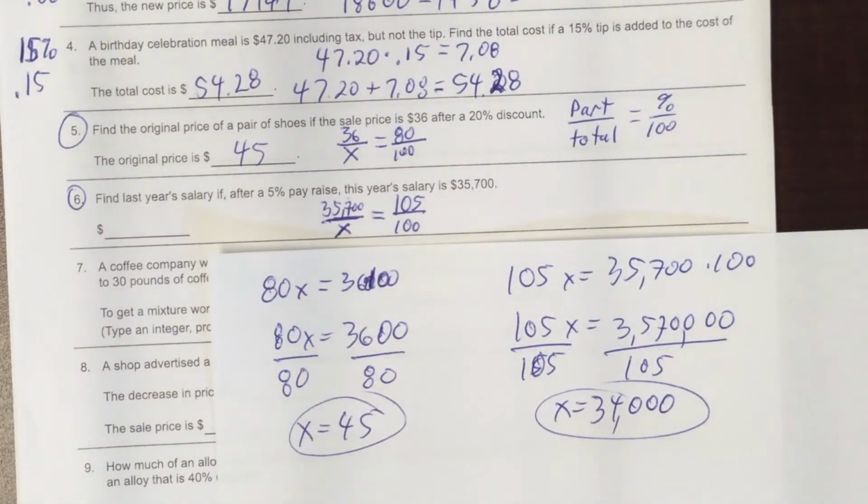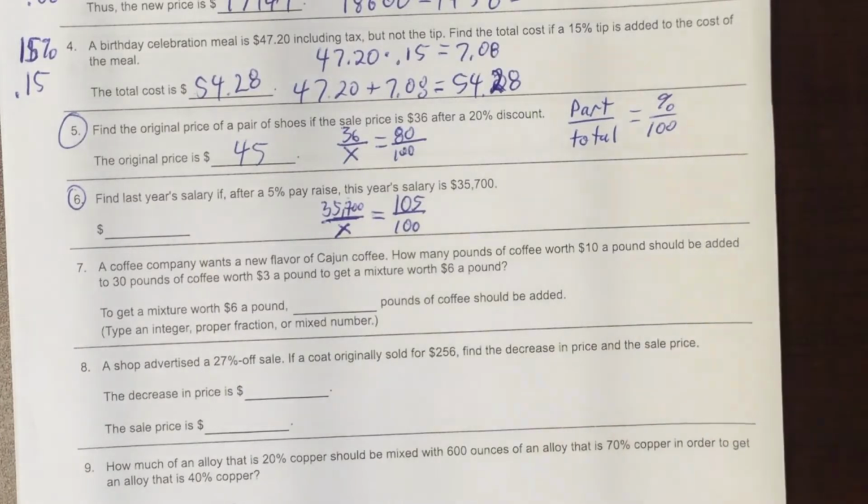Notice here what they're not giving is the original price. They're not giving the original price of the shoes. They're not giving the original salary. They're giving the new one, and that's when you have to take this kind of approach to it. Again, this is my technique. If you have something in the book that you want to try that's a little different, you're certainly welcome to do so. But you're certainly welcome to try this technique as well.